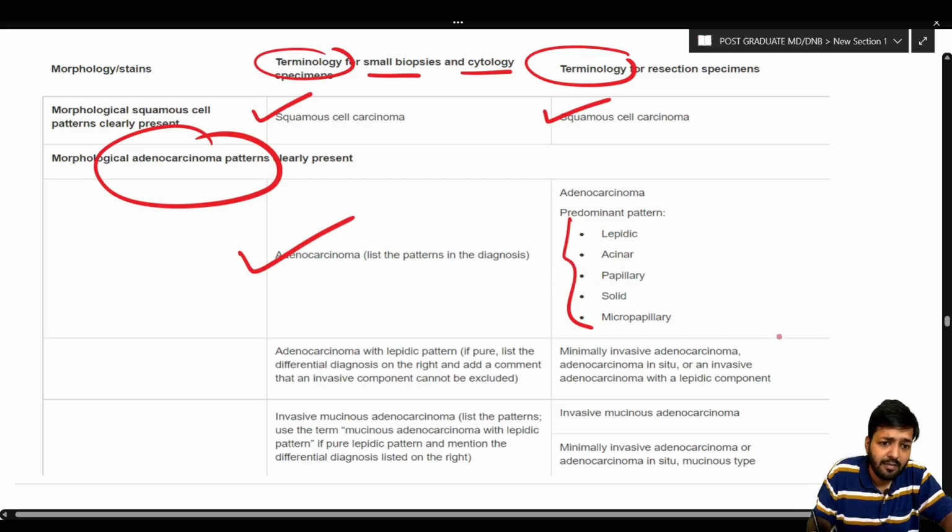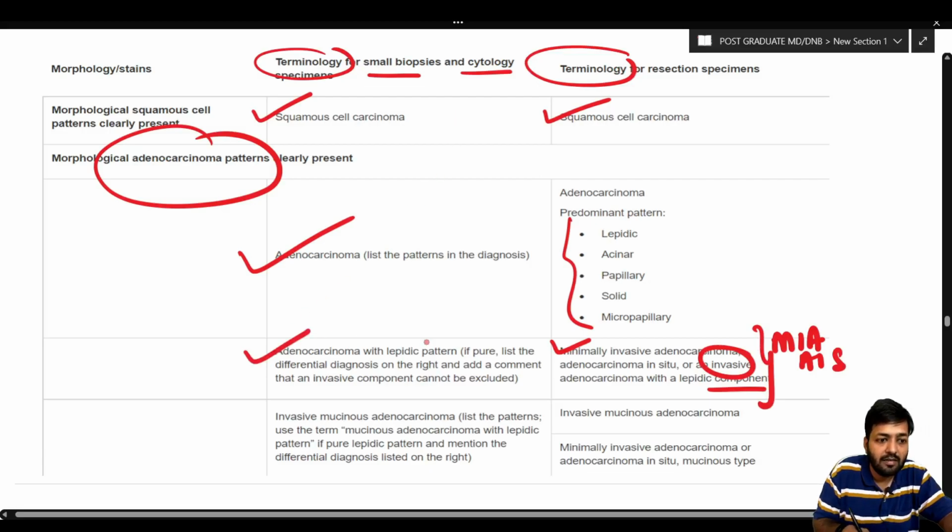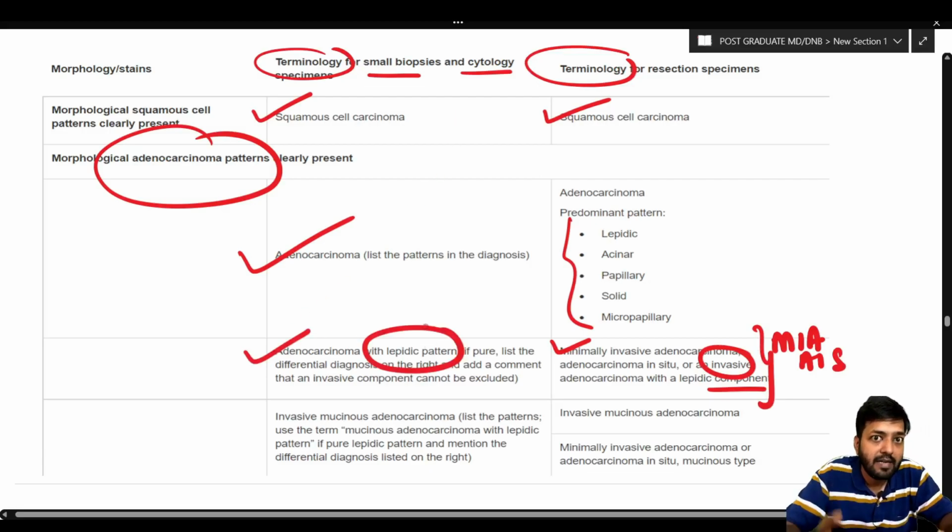Very important, the terms minimally invasive adenocarcinoma, adenocarcinoma in situ, and adenocarcinoma with a lipidic component, that is the invasive variety, can be used in resection specimen only. But if you are thinking about these three things in a small biopsy or cytology, the term adenocarcinoma with a lipidic pattern has to be used instead. This is what you will use in a small biopsy or a cytology specimen.